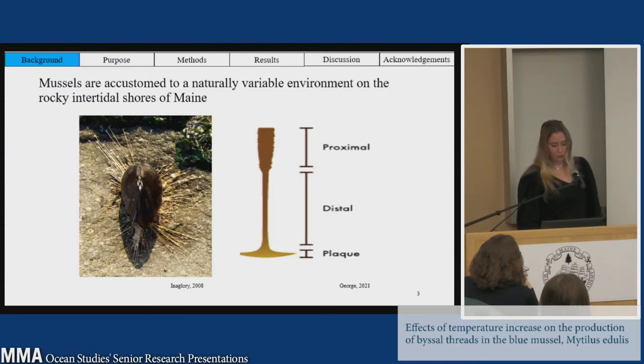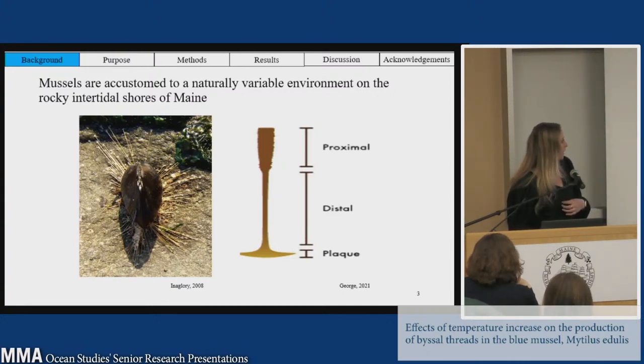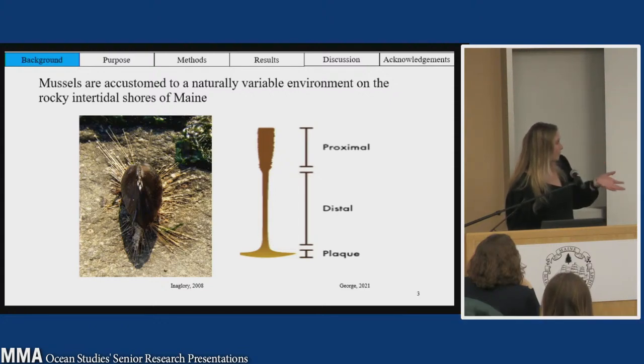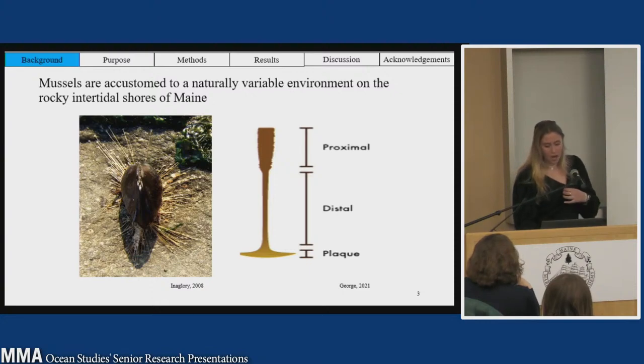Blue mussels use byssal threads, which you can see here. It's a blue mussel that has secreted the byssal threads to attach to a substrate. And then on the right side, you can see the anatomy of a byssal thread. There's the proximal, which is the part that's closest to the mussel, the distal, and then the plaque, which connects to the substrate. They're fibers made of protein, and they're very strong, which protects the mussels from weather exposure and exposure to predation as well.